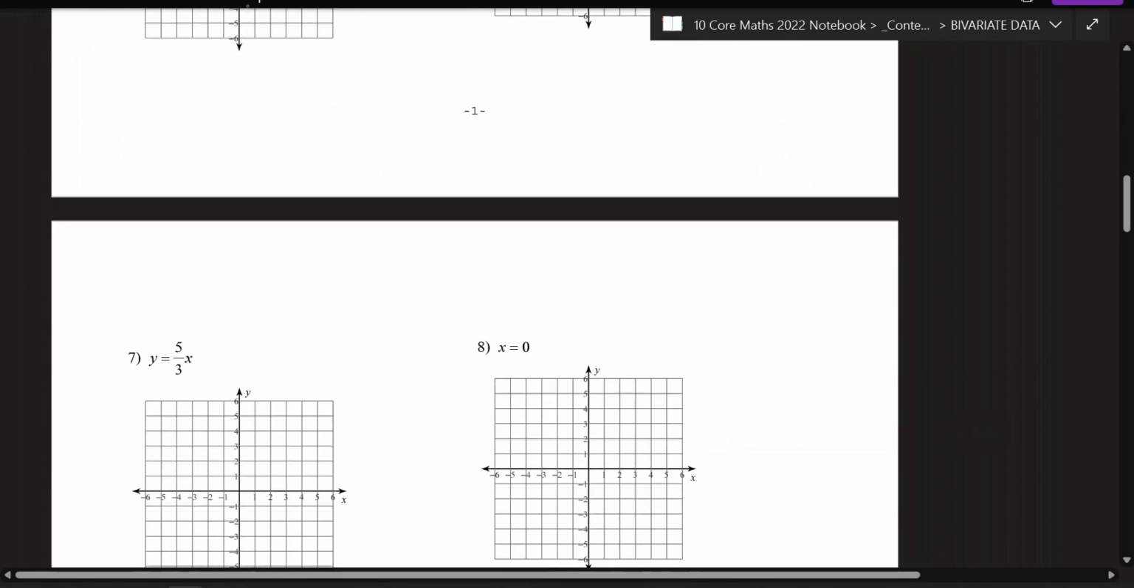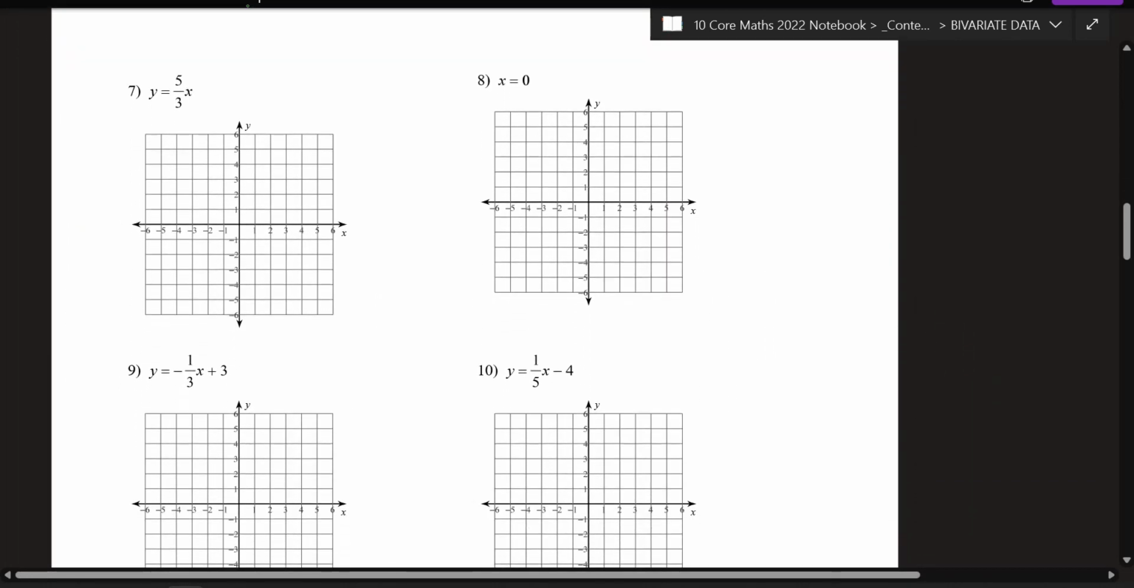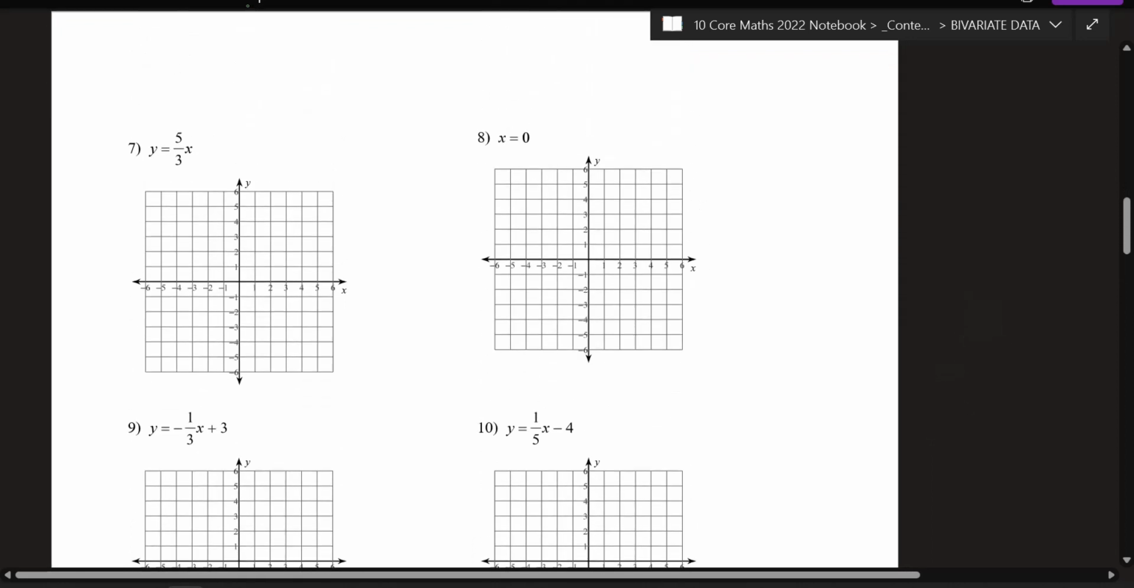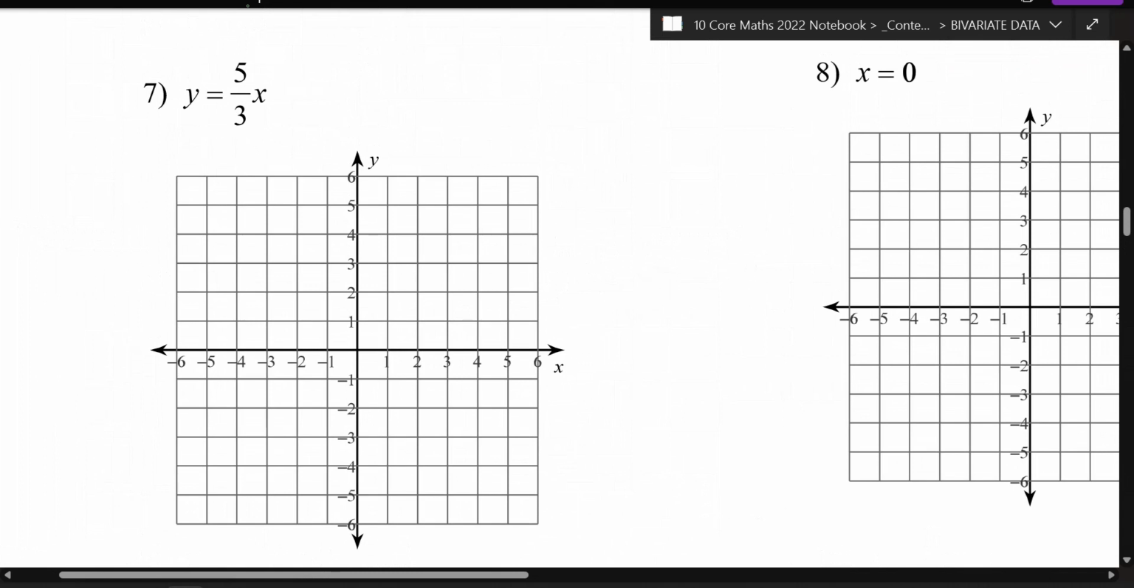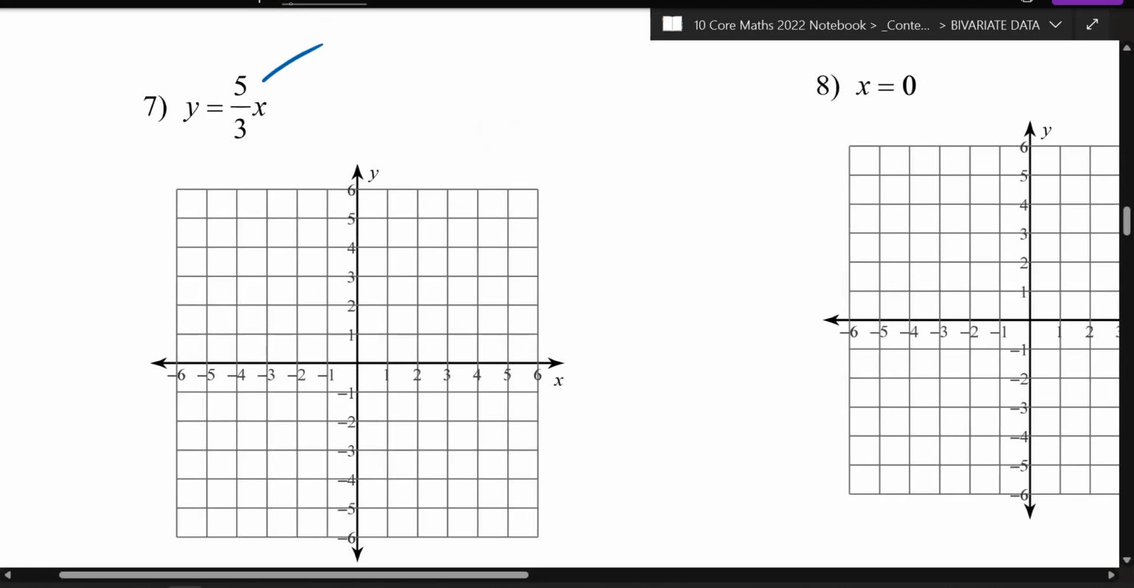Let's go to the other side, and let's do this one. y equals 5/3 x. All right. Remember what I said. The gradient is the number that's next to the x, and then the y-intercept is the number that is on its own. So if I look at this, what's my gradient, guys? Gradient equals 5/3. Okay, easy.